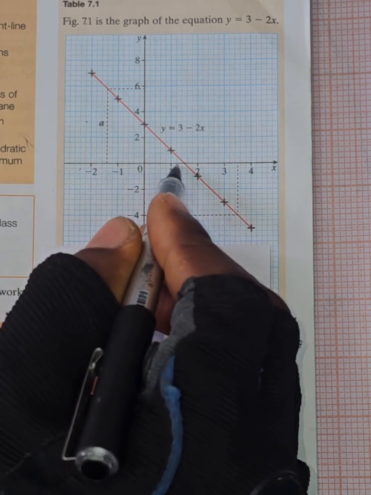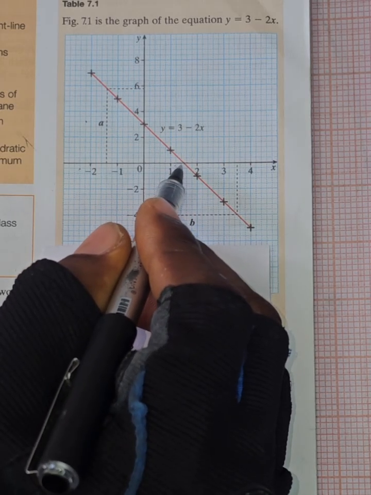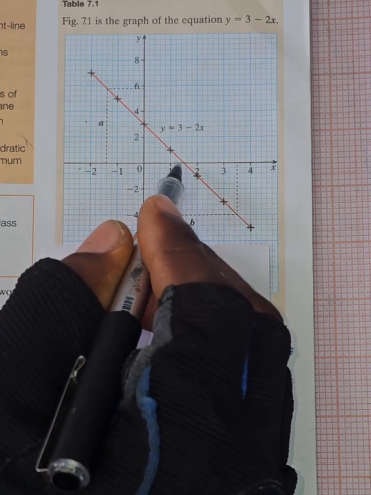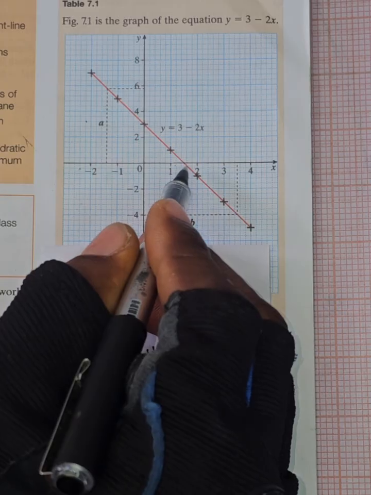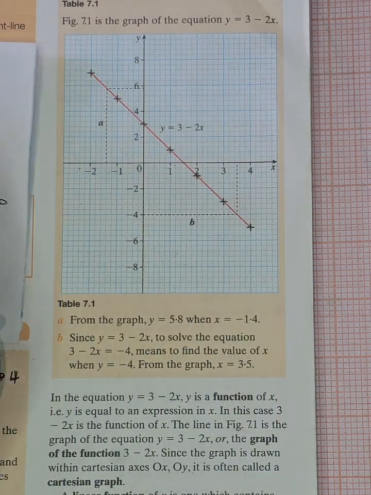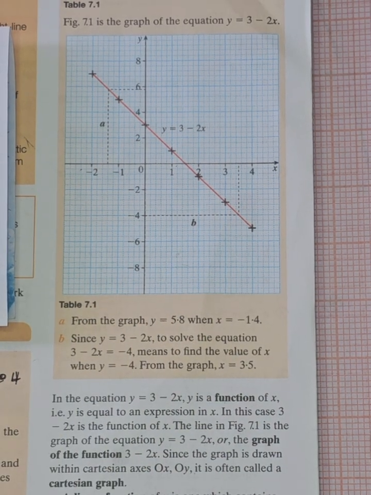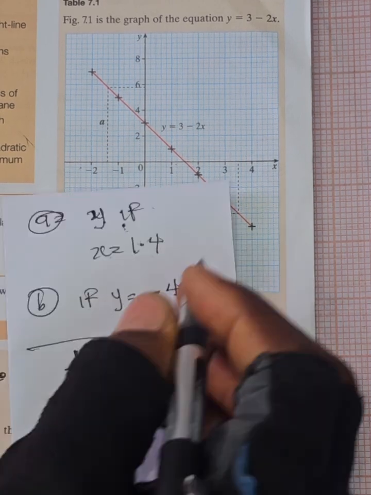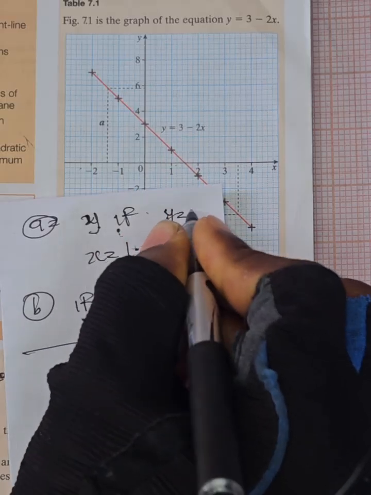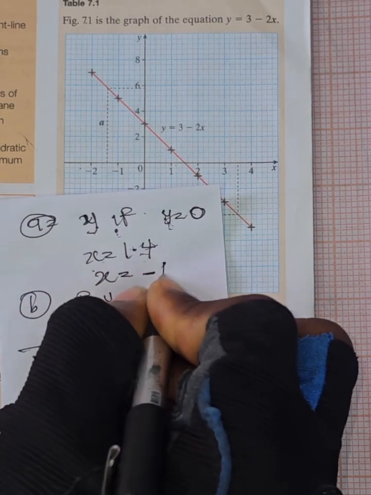So simply go to 1.4 on the x-axis. So what is y? Move up. Where does it meet the y-axis? This is almost 0, because this is 1.4 and the line almost crossed at that point. So if you look at the answer, you're going to get that y is almost 0 at 1.4. But let's say we are looking for y at x equals minus 1.4.